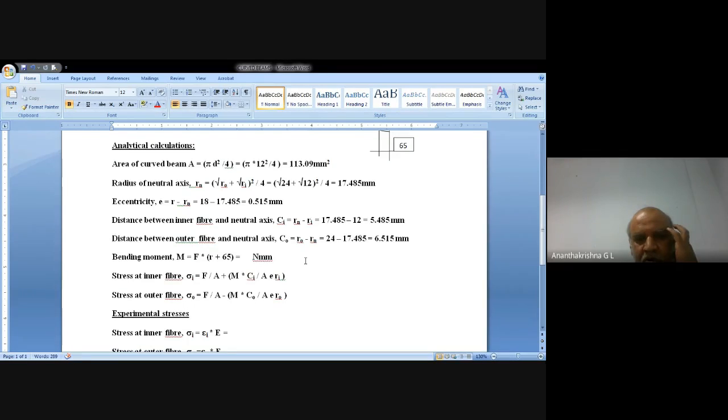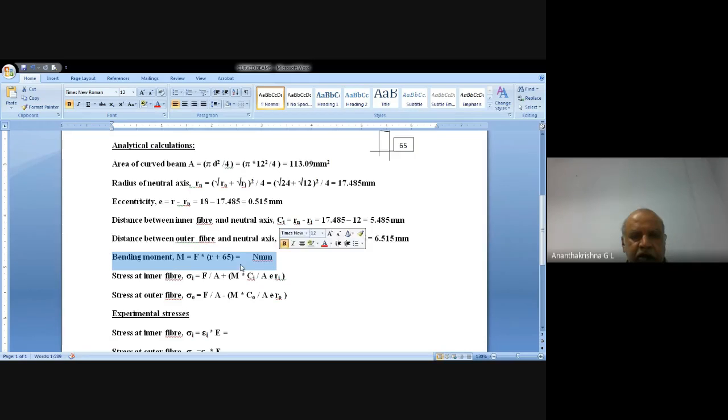What you do is you first calculate the radius of the neutral axis: the square of (Ro plus Ri) whole square divided by 4 will give you the radius of neutral axis. Area of cross section of the curved beam is pi d squared by 4. Eccentricity is R minus Rn. Distance of inner fiber to neutral axis is Ci, that is Rn minus Ri. This we have learnt in our design of machine elements too. And then Co you find out.